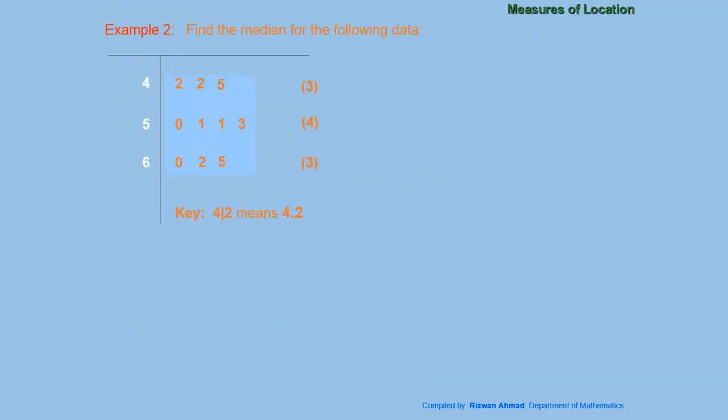Okay, now we have to find the median of this data which is given in a stem and leaf diagram. As we know, the median is the middle value in the ranked data. So a stem and leaf diagram is always arranged data, always in ascending order or in descending order. So it is in ascending order in this example. So the total number of values is 3 plus 4 plus 3, which is 10. And 10 is an even number, so we'll use the concept of even data.